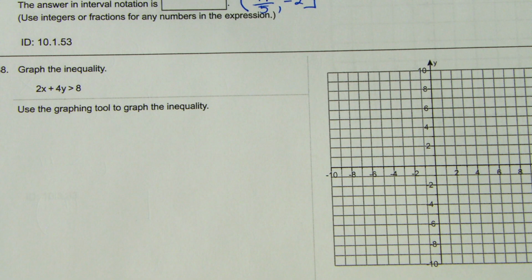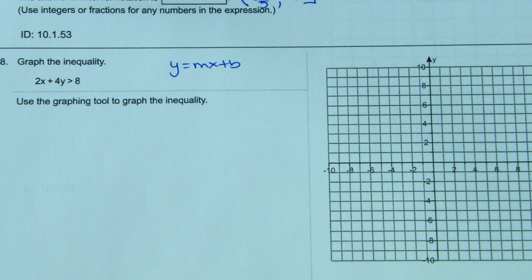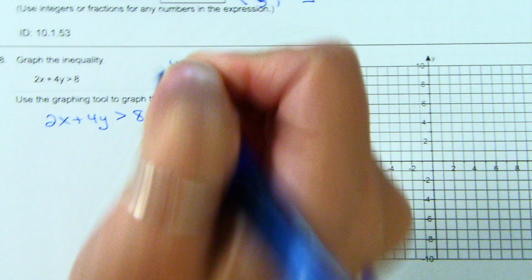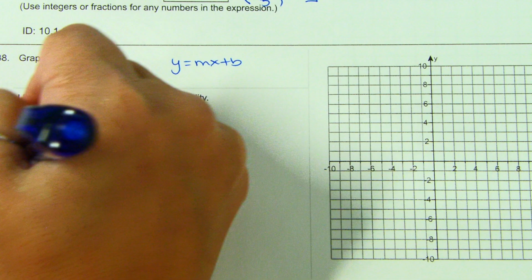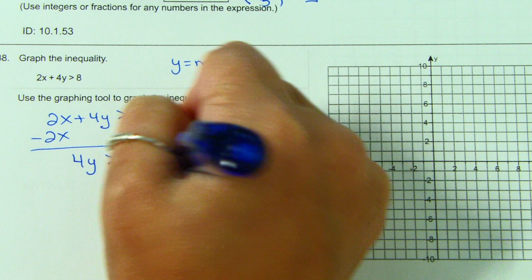So I have 2x plus 4y is greater than 8. I want to get y by itself, so I start by subtracting the 2x from both sides. So I get 4y is greater than -2x plus 8. And again, I wrote my x term first because I want it to look like mx plus b. Divide by a positive 4, divide by a positive 4, divide by a positive 4. So I get y is greater than negative 2 over 4, which simplifies to negative 1 over 2 x. 8 divided by 4 gives me a positive 2.